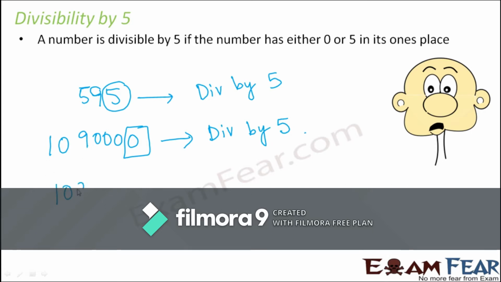Now let us talk about a number like this, 1090002. Do you think it will be divisible by 5? It has 2 in its units place. So this number will not be divisible by 5. So only if the number has 0 or 5 in its ones place, only in that case the number will be divisible by 5.